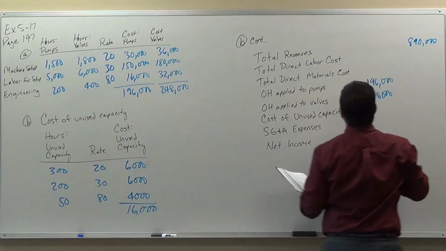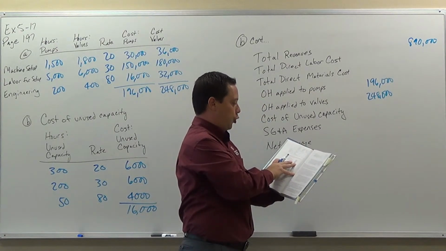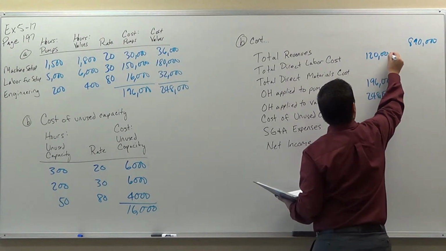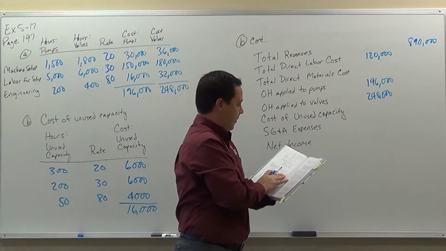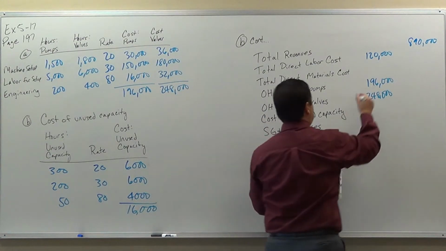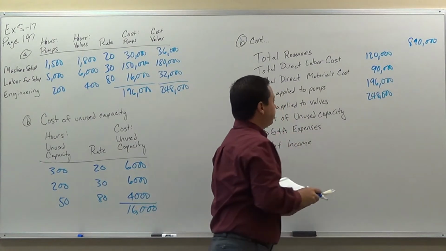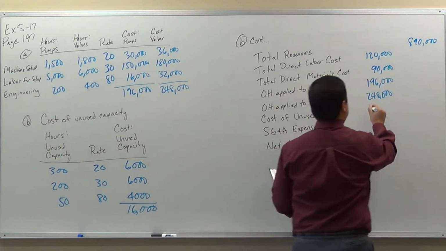My total revenues is 890,000 here. Now I go below that, and it says total direct labor costs is 120,000. So I'm going to put that over here. I'm going to add up all my costs in just a moment. And then I have my total direct materials cost is 90. I will get to the SG&A expenses in just a moment.